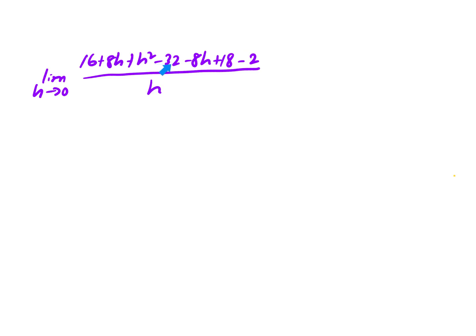Then I distribute: negative 32 minus 8h plus 18. And then I have my minus 2 from the f of 4. Now I've got to simplify. The 8h minus 8h, goodbye. I have 16 minus 32, that's negative 16, plus 18 is 2, minus 2 is 0. So literally the only thing left is this h squared. And h squared over h, of course, is h. And the limit of h as h approaches 0 is 0. So that is the instantaneous velocity. The average velocity was negative 1.